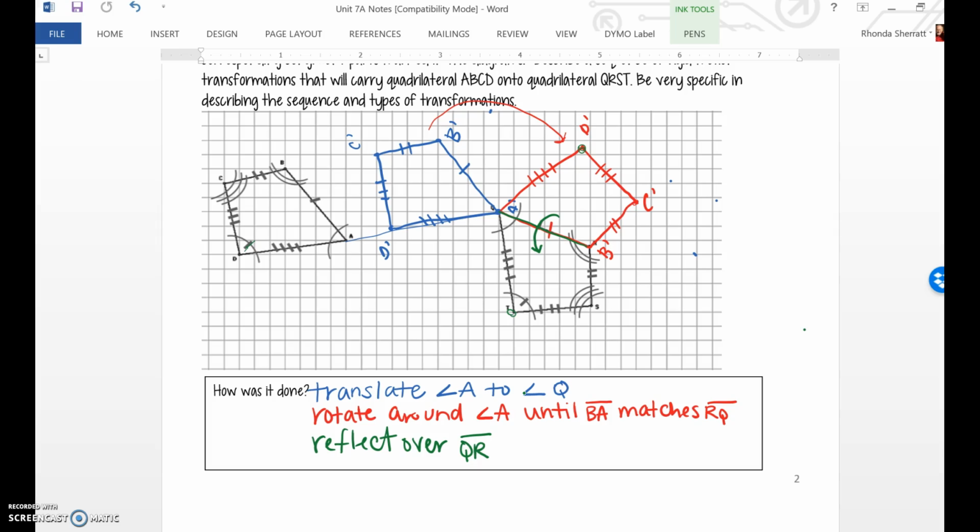Some of them will have 2 different transformations that you'll have to do, maybe a translation and a rotation. Some of them will only have 1. I don't think there's any that require you to do all 3 in one on the homework.